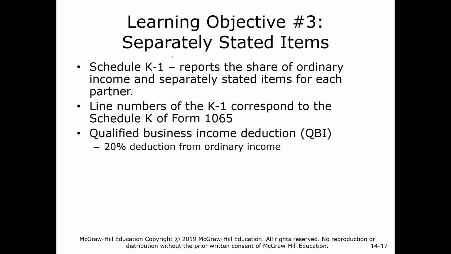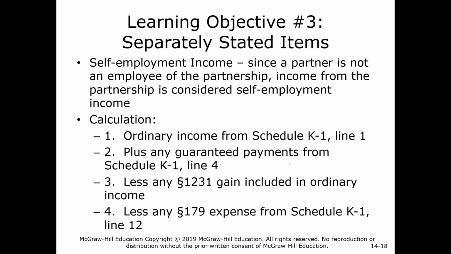Okay, so we talked about the Schedule K1. There's also the qualified business income deduction. This is also under the new law, and as we know, it allows a deduction of 20% from ordinary income. Okay, now, so we said that each partner will be responsible for paying their own self-employment tax.